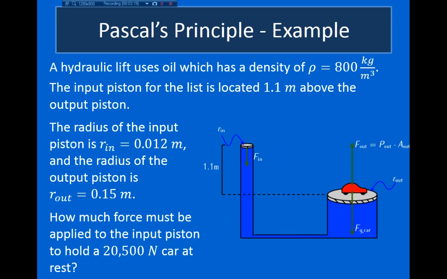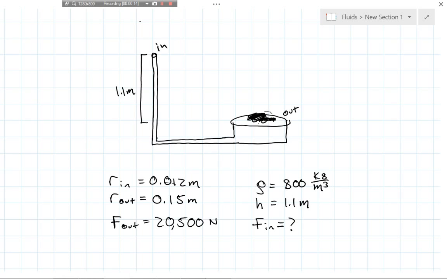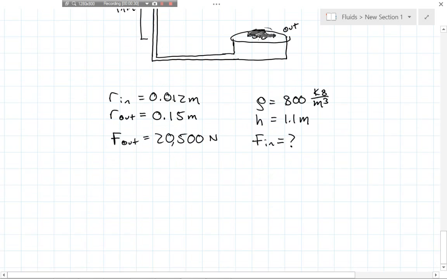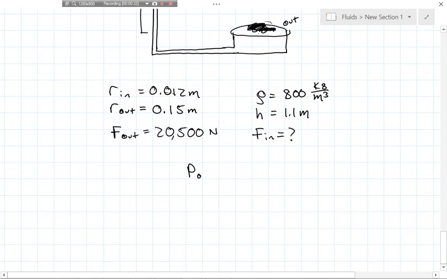And so to answer this question, I'm going to need a little bit of space, so let me go ahead and open up OneNote. Now I've gone ahead and I've drawn another picture of this problem, and an important thing to understand about this problem is that because this output plunger is below the input plunger, the pressure at the output plunger will be greater than the pressure at the input plunger, and the difference between these two pressures is related by rho gh. So in other words, we know that the pressure at the output plunger is equal to the pressure at the input plunger plus rho gh.